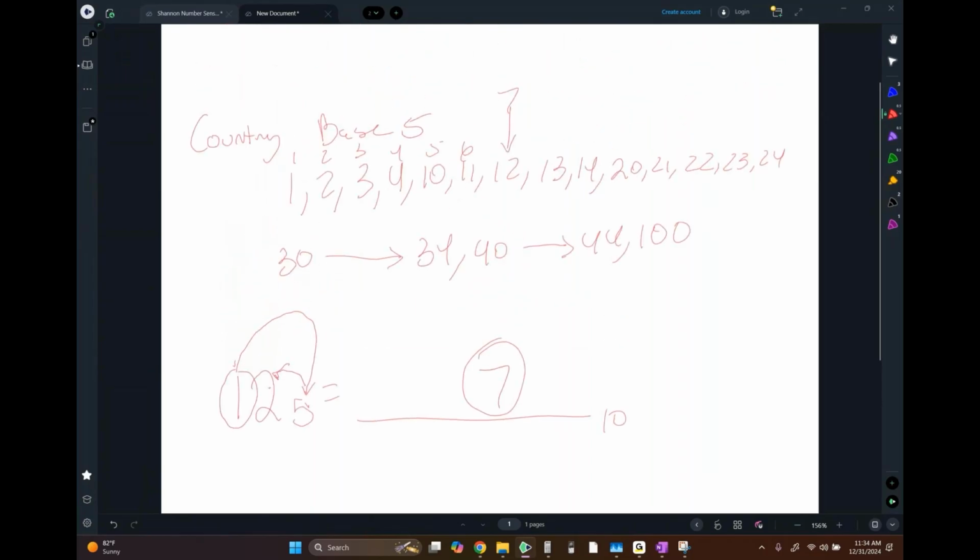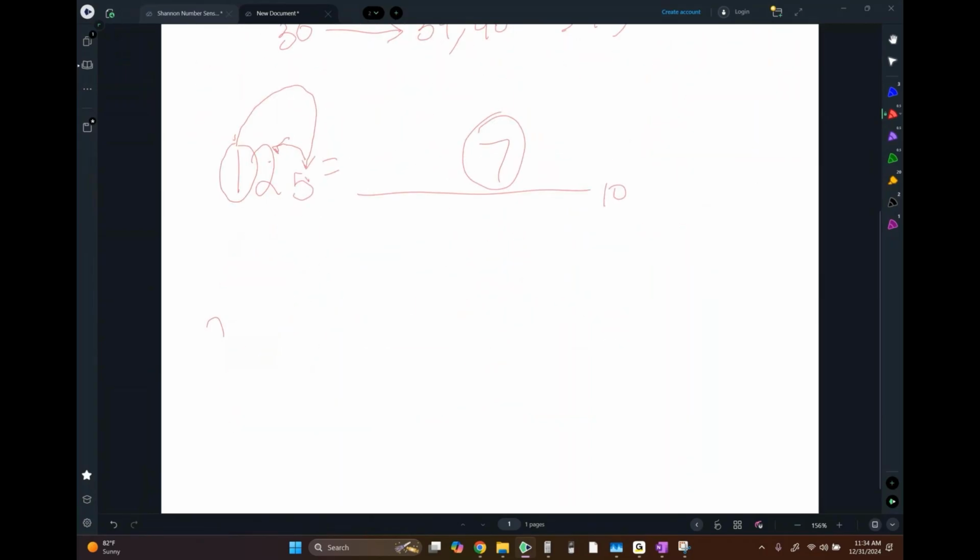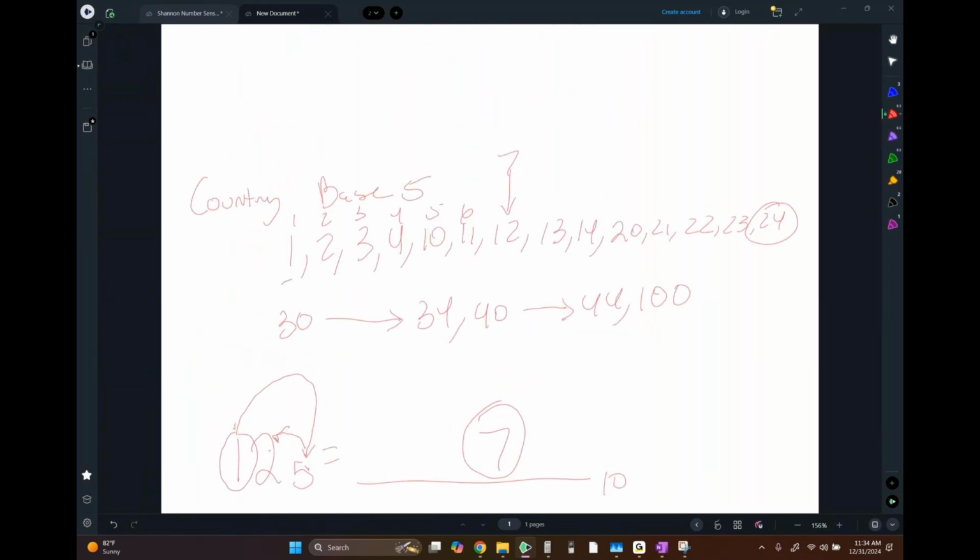So if I want to go higher, let's take 24 base 5. What would I do? I would take this number, multiply it, and then add. So 2 times 5 is 10 plus 4 is 14. It's the 14th number. So let's see if that's true. 1, 2, 3, 4, 5, 6, 7, 8, 9, 10, 11, 12, 13, 14. 24 base 5 is the same as 14 base 10.